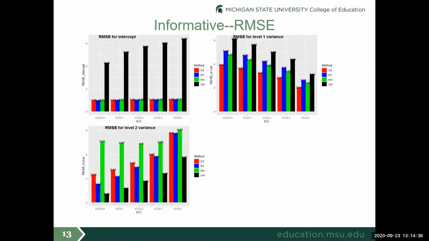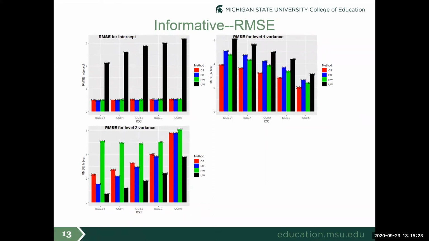In terms of root mean square error, on average, the root mean square error in the informative condition is larger than that in the non-informative condition. Specifically, in the informative condition, including sampling weights decreases the root mean square error for the intercept and the level 1 variance, but increases the RMSE for level 2 variance. So the three weighted estimators perform more efficiently than the unweighted method for intercept and the level 1 variance.